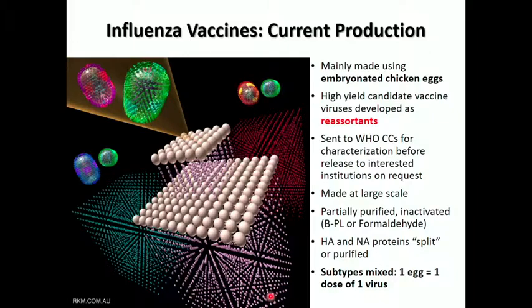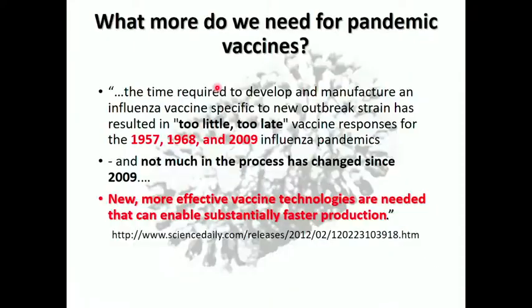We do not do this in Africa. They do it in Australia, they do it in Europe, and they do it in the US and some places in Asia. We don't do this. We don't have vaccine. So what do we need for pandemic vaccines?